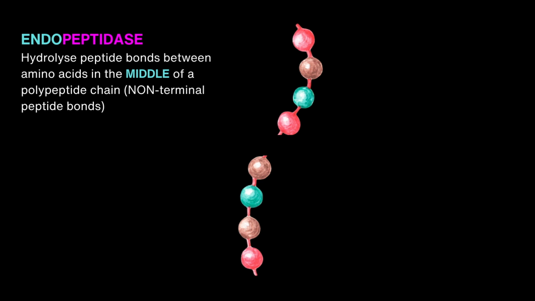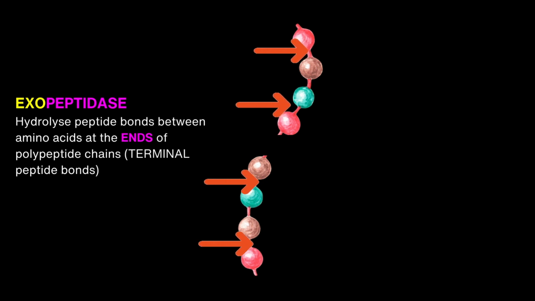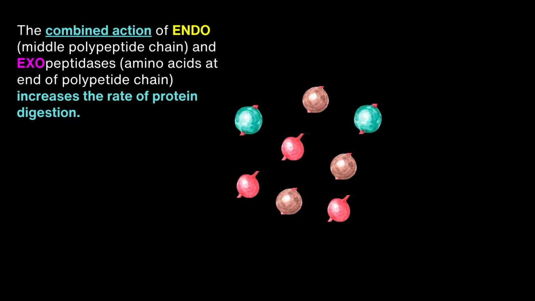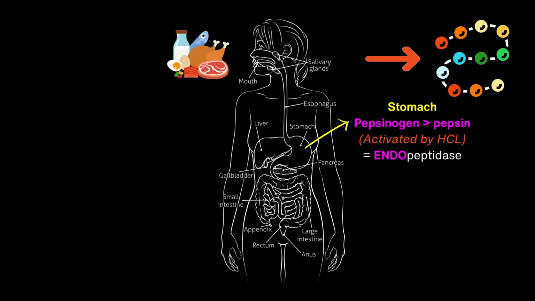Following the action of the endopeptidase, it's now a lot easier for the exopeptidase to hydrolyze the peptide bonds at the ends of the terminal chains. And this combined action of endo in the middle and exo at the end increases the rate of protein digestion. Now let's look at how they are involved at different regions of the body.